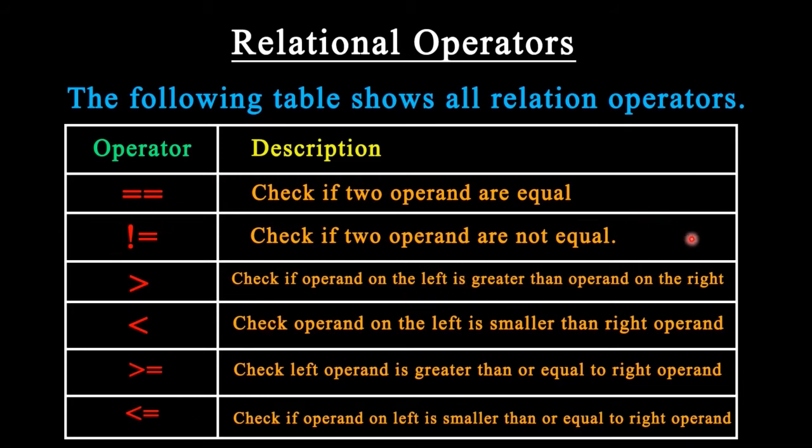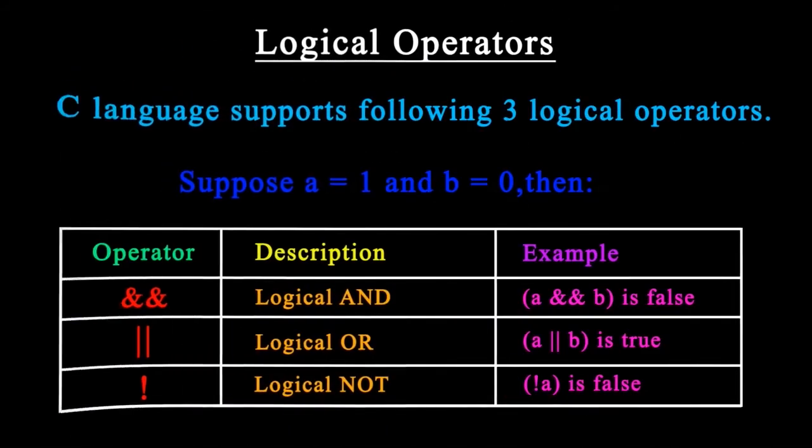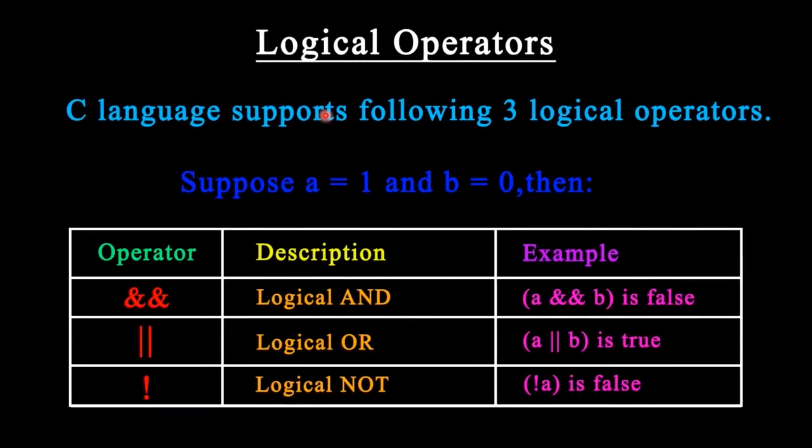Let's move on to the other type, which is logical operators. The C language supports the following three logical operators. Now suppose the value of A is 1 and the value of B is 0. Then the first operator here is double ampersand, which means logical and. Here in this case, let's see an example. A ampersand ampersand B is false. What this means is, why is it false?